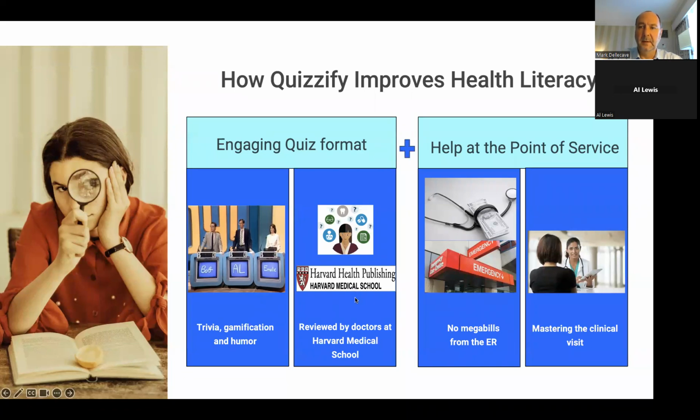We have, at this point, 1,800 questions. A lot of these are benefits related to help employees understand their benefits. And now, in addition to that, what we have now is a point of service application.